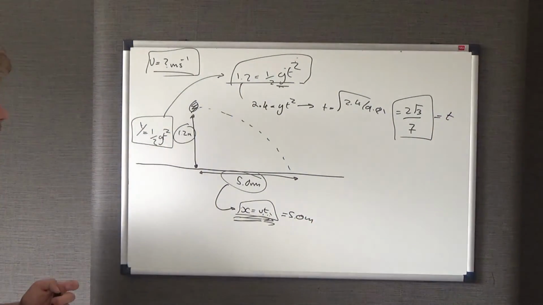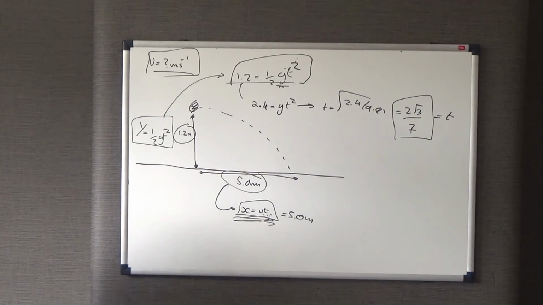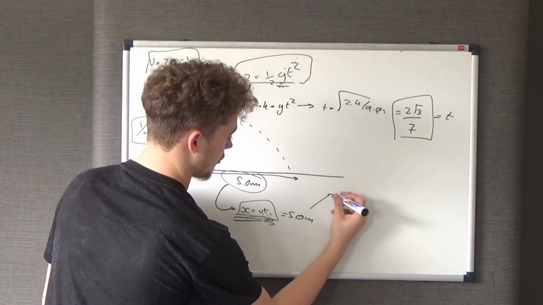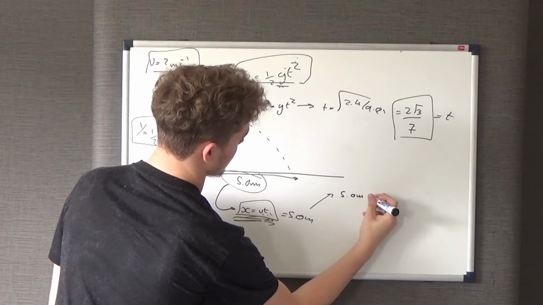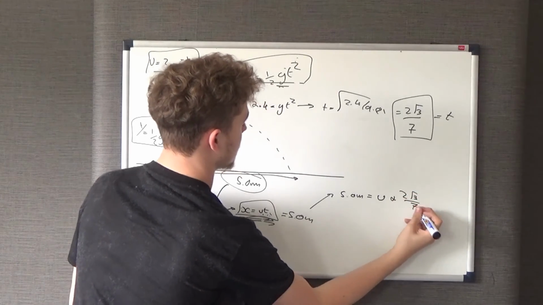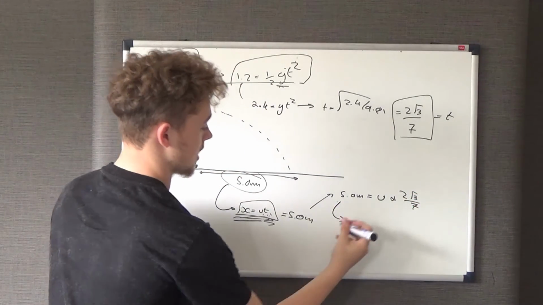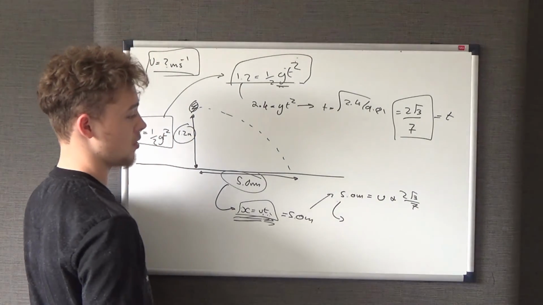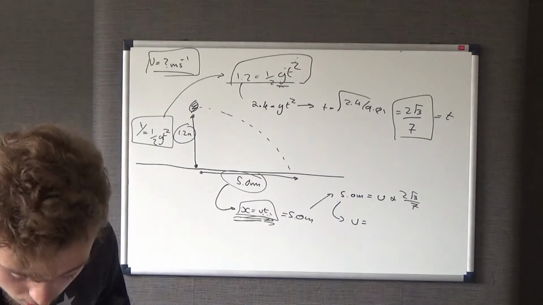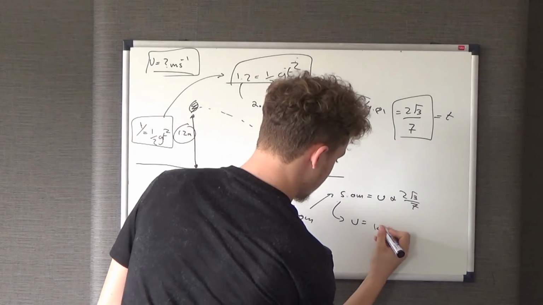Therefore we have to work out x is equal to ut. We know x is equal to 5 metres, so 5 metres is equal to ut, and we know t to be 2 root 3 over 7. So rearrange by dividing both sides by 2 root 3 over 7, and the initial velocity comes to 10.1 metres per second.